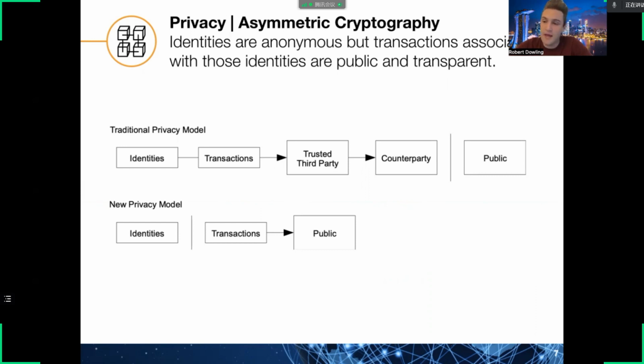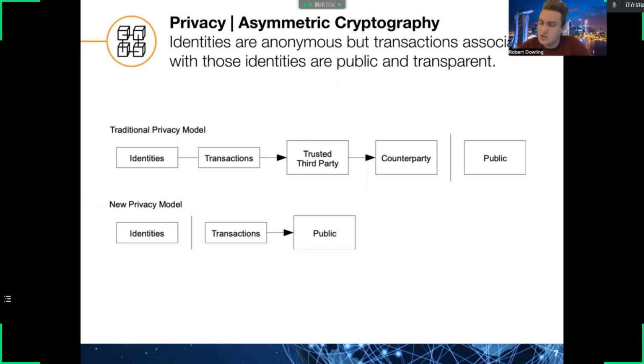And more or less, what you're able to do is you can see every public address associated with the Bitcoin blockchain. You could see all of the account balances. You can see all of the transaction history for each account, but those accounts are anonymous, so we don't really know who they are. This is in comparison to the privacy model of your legacy financial system, where the counterparties, basically the trusted third party, know both of the counterparties. We know who's doing those transactions, but the public doesn't know.